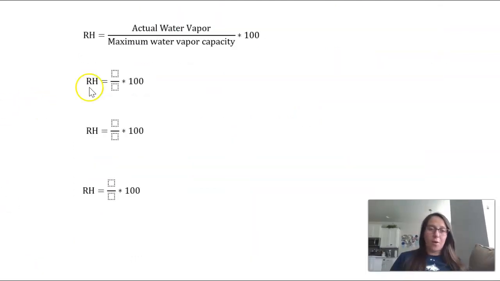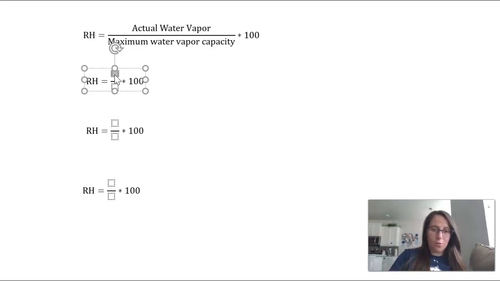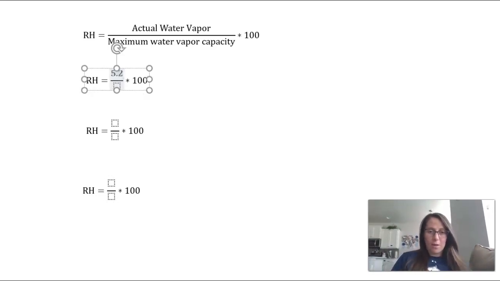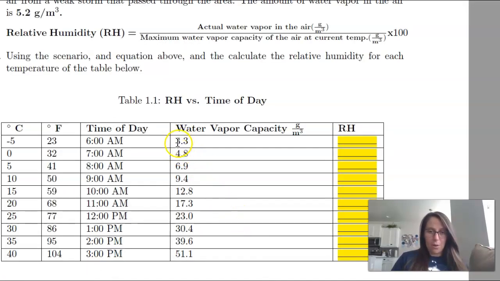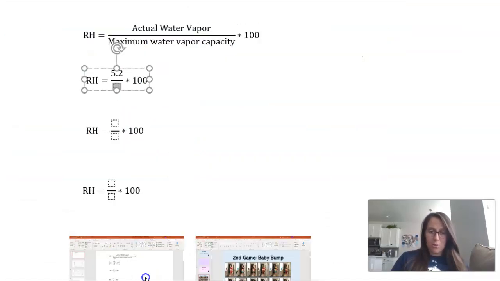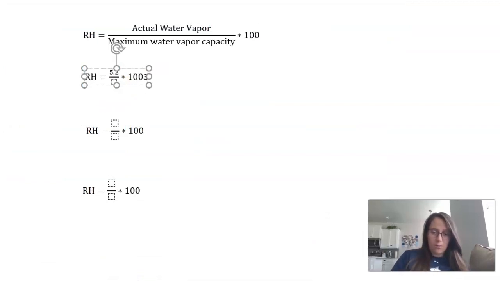All right, so this is that same formula. So we're going to go ahead and try the first couple of rows within that table. So the first row should be 5.2 being the actual water vapor that there is measured at that time. And then that is divided by, I believe it's 3.3, but we can check on the table. Yep, so 3.3 at the -5 degree temperature. And that you multiply times 100.